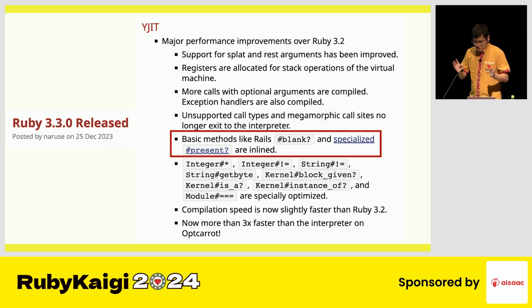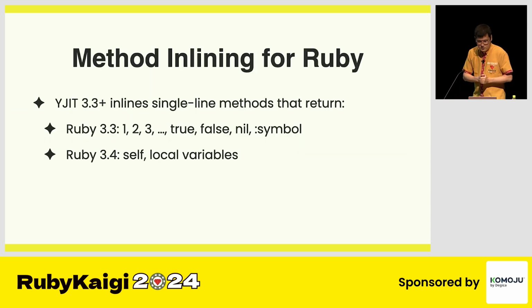So on top of that, we added the inlining implementation for that kind of methods. So Ruby 3.3 can inline single-line methods that return immediate values like integers, true, false, nil, and some static symbols. 3.4 also added support for just self or local variables. In this case, it's going to be the argument.